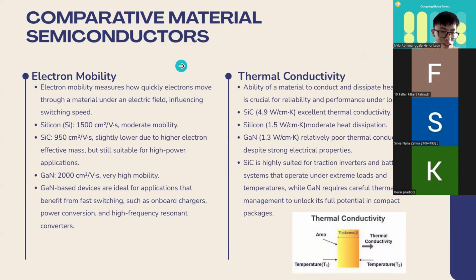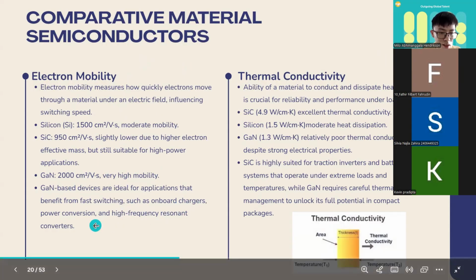Next, we turn to the electron mobility. So this measures how quickly electrons move through a material under an electric field. And as you see here, gallium nitride has very high mobility, around 2000 centimeters squared per volt-second. And it's really ideal for fast switching in onboard chargers, power conversion, and high frequency resonant converters.